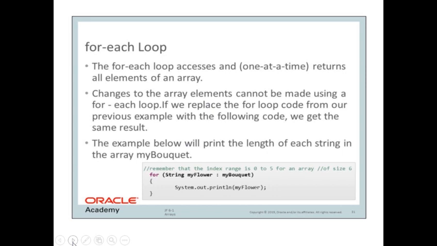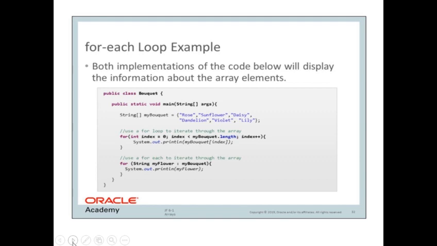The for each loop accesses and returns, one at a time, all elements of an array. Changes to the array elements cannot be made using a for each loop. The example below will print the length of each string in the array myBouquet. Both implementations of the code below will display the information about the array elements.